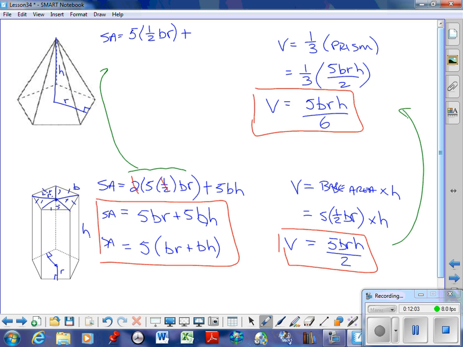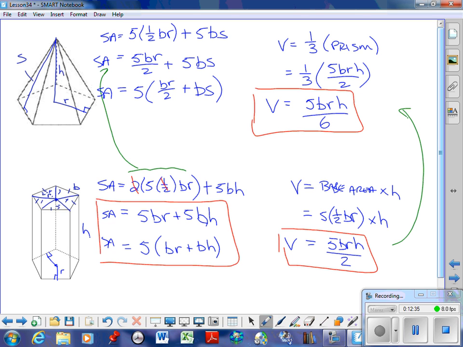plus, now the triangle sides, they're going to give you what we call S, that slant length down the face of the triangle. So there's going to be 5 of those, 5BS. You end up with 5BR over 2 plus 5BS. Or, I just like saying the BS thing for you, because I know you're getting a chuckle out of that. You take the 5 out, and you can have BR over 2 plus BS. Either way you have to add BS. Don't forget about that. So there we go.